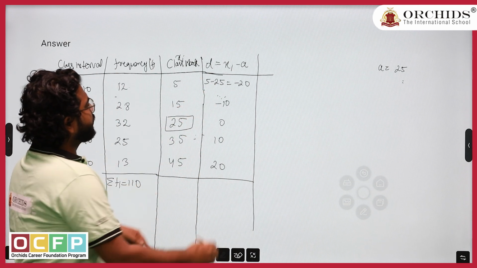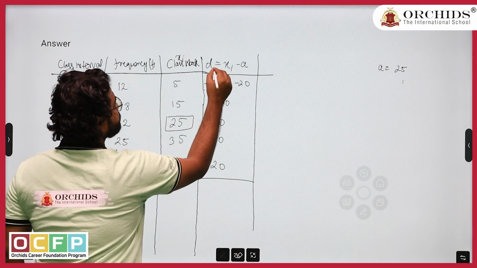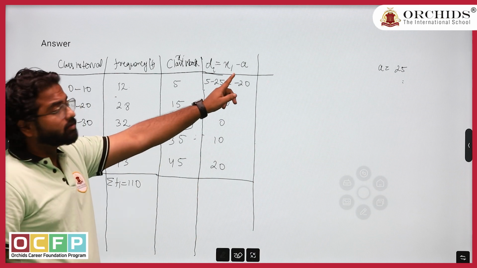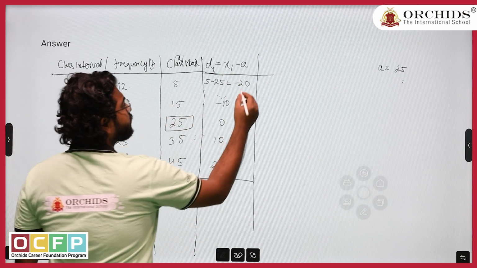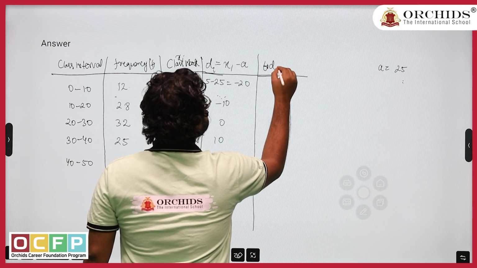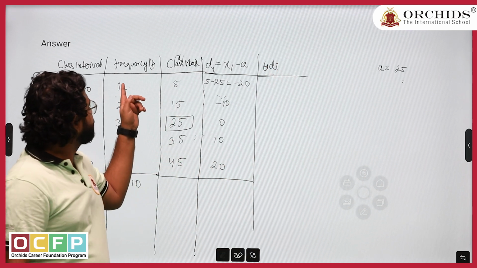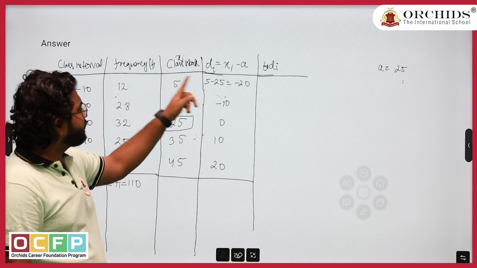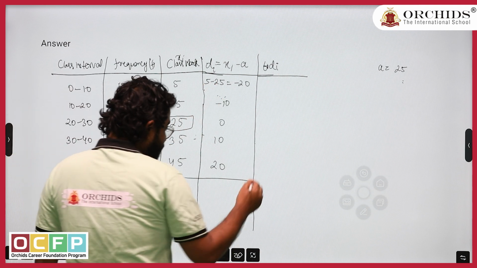So I got my deviation. Now what I want is the value of fi di. Let's try to figure out the fi di value. fi di means frequency multiplied with deviation. So 12 into minus 20 is equal to how much?